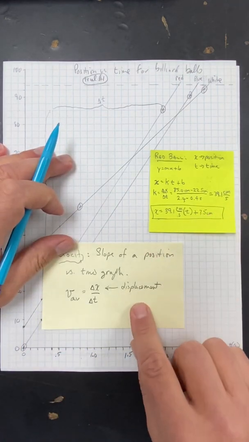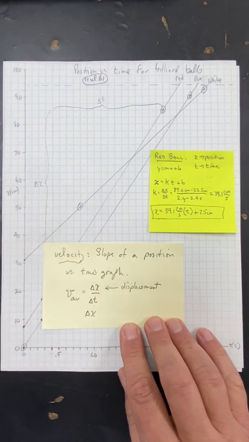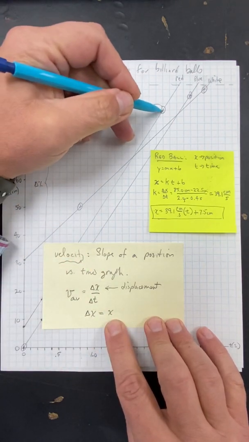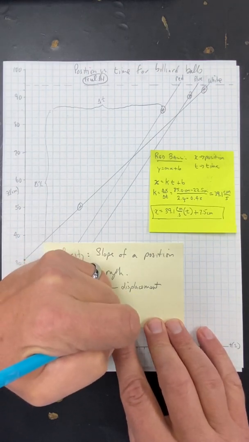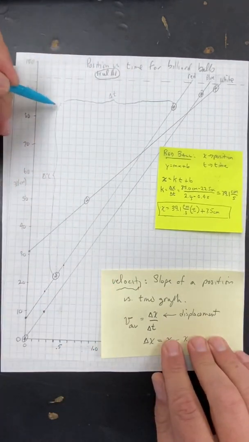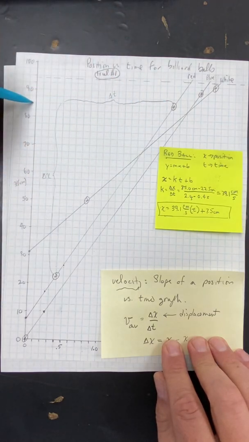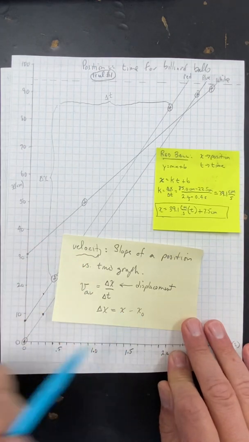Anytime you find a displacement or a change in anything for that matter, you have to make sure that you subtract things in the right order. A change in anything is final minus initial. So in this case, it would be the final position minus the initial position at the start of the time interval. So this would be like the initial position, and that would be the final position at the end of the time interval. Final minus initial, always do that.